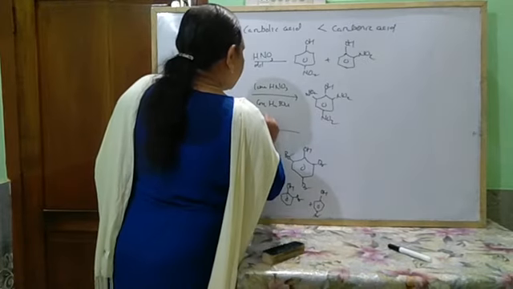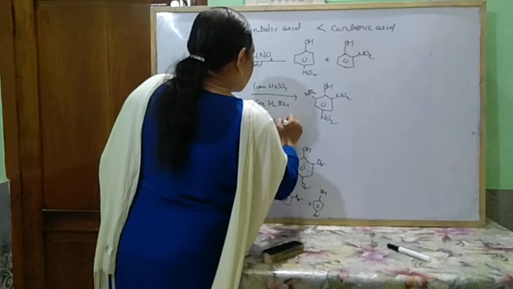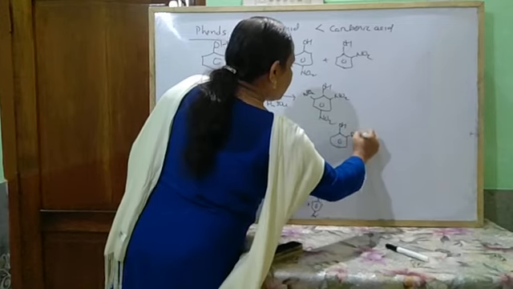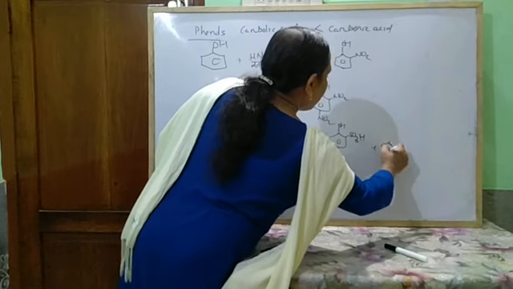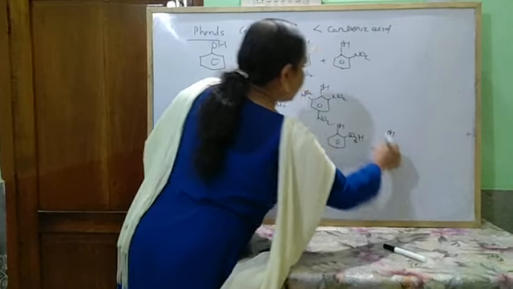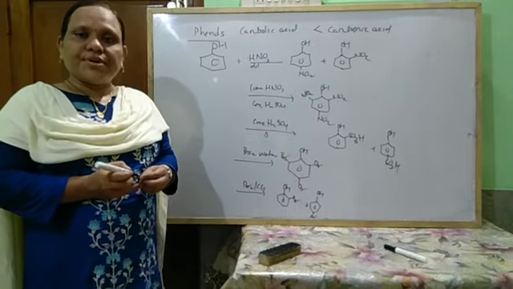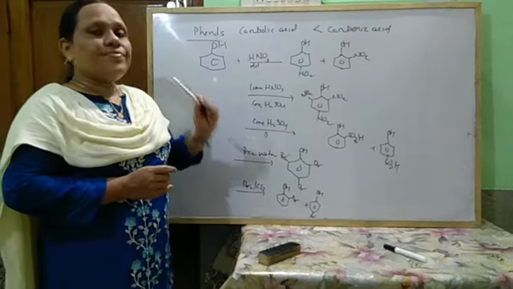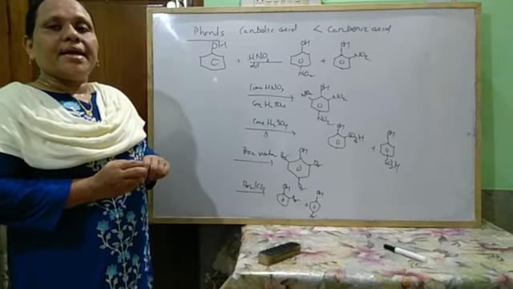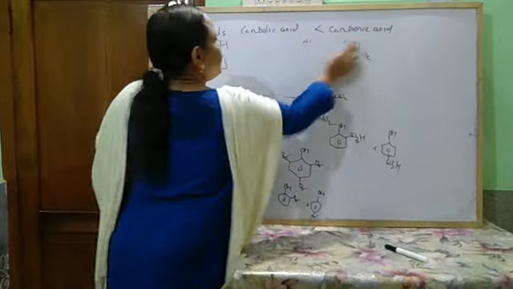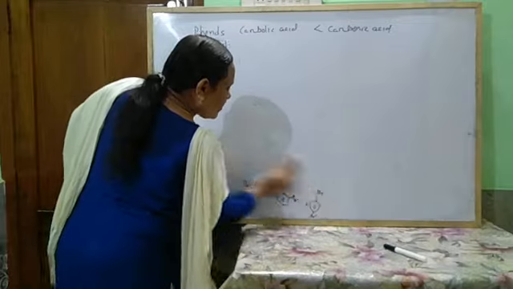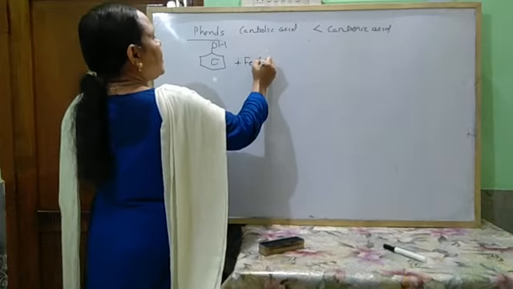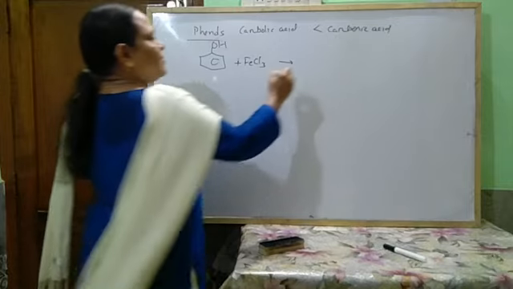Phenol, when heated with concentrated sulfuric acid, forms ortho-hydroxybenzene sulfonic acid plus para-hydroxybenzene sulfonic acid. In this way, it gives different products. So these are the reactions of halogenation, nitration, and sulfonation. Next, when phenol is treated with neutral ferric chloride, it forms a complex.